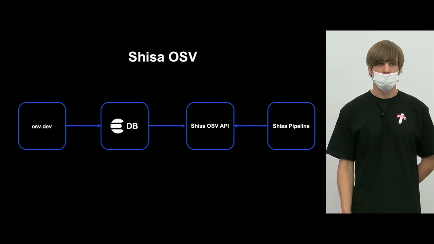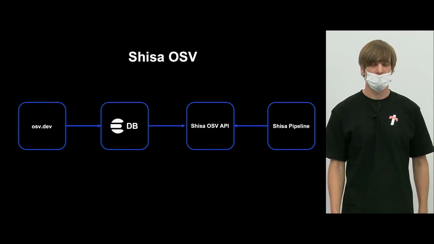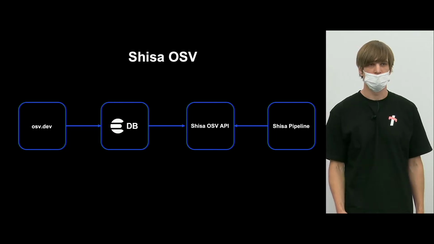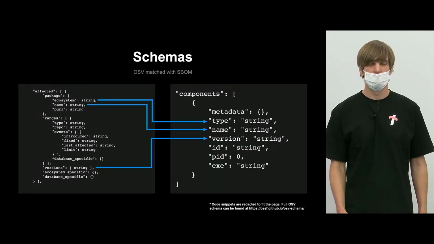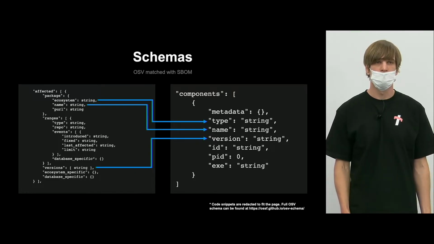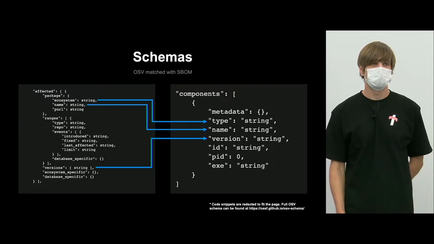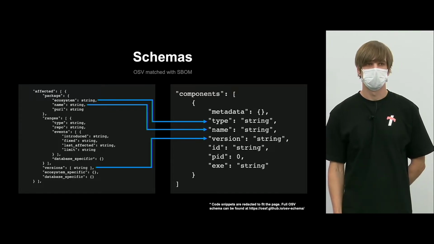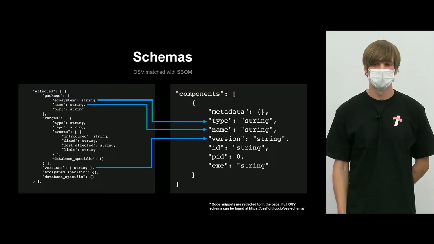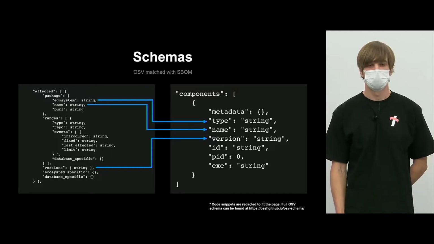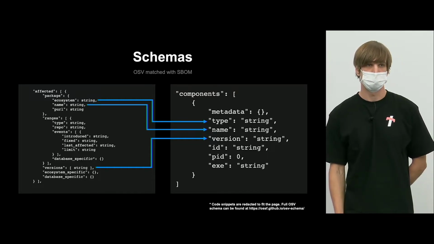So how do we join the SBOM with the OSV? Here are 2 schemas. On the left-hand side, we have the OSV schema, and on the right side, we have our version of an SBOM. We can see here that in the OSV, we have something called an ecosystem, which matches up with what we call a type. This would be, for example, PyPI, Maven, or Go. And then we have a name, which is the name of the library. In Python, we have, for example, requests.